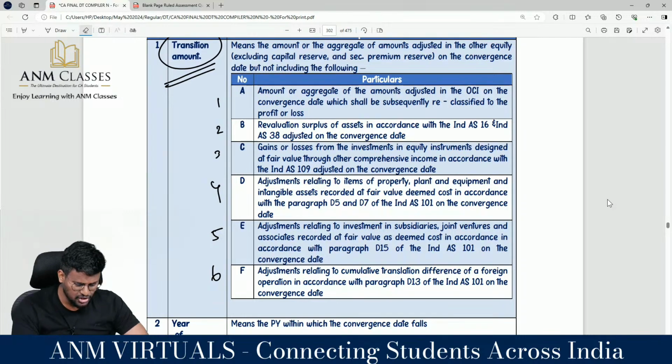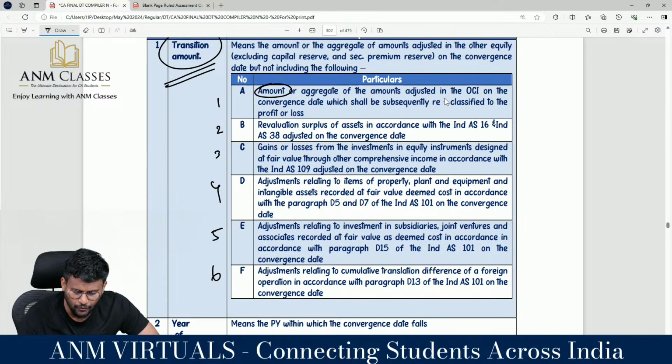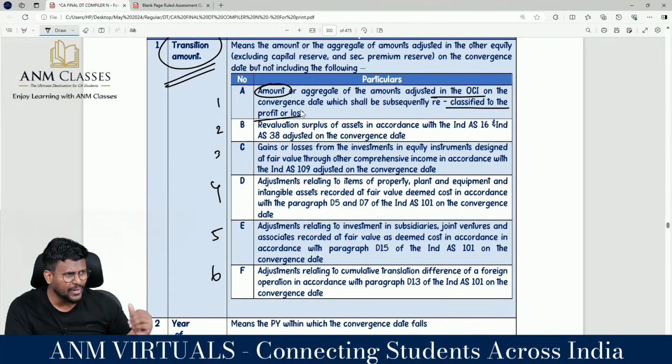But in the transitional amount, the 6 items should not form part. Number 1, amount or aggregate of amount adjusted in OCI on the convergence date, which shall subsequently be reclassified to P&L. If it is subsequently reclassified to P&L, and if you are adjusting through OCI, then why are you adjusting in other equity? So, you should not take that in other equity. This is point number 1.